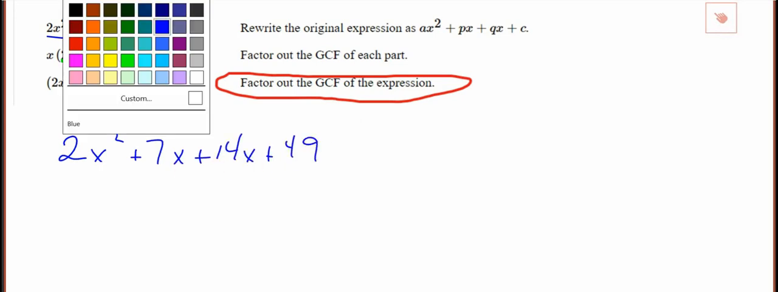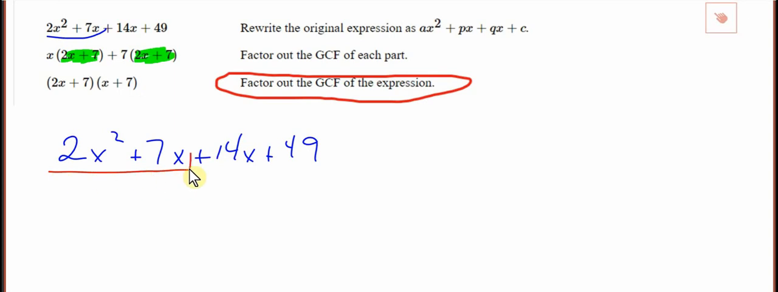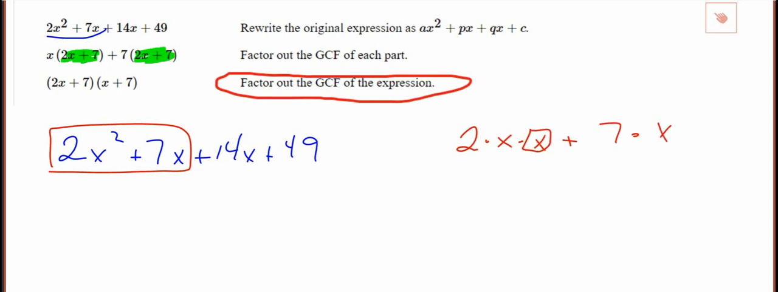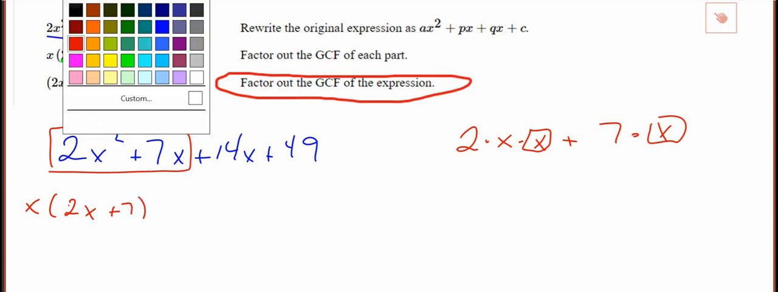Okay, so on this first one here, these first two terms, the biggest thing that divides into both of those is x, right? Because if you were to write it out, that's 2 times x plus 7 times x. And the only common factor they have is this x. So we can write that and pull that kind of out in front, and then we write down the factors that are left. So there's just a 2x and a plus 7 here.